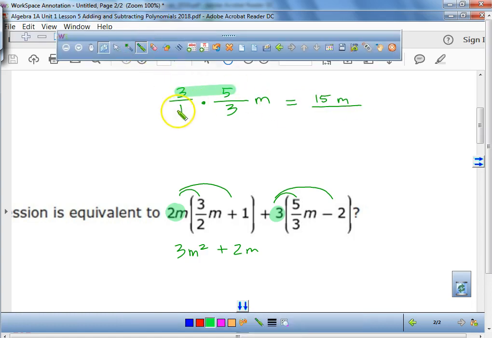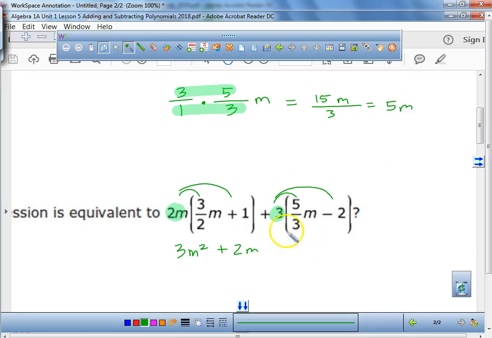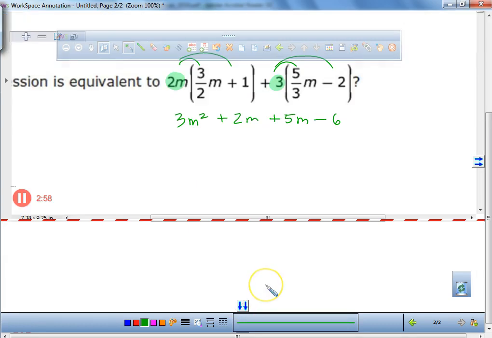Alright, what's the product of our denominator? 3. And what's 15 divided by 3? Got it. So what does this become? This becomes 5m. And 3 times negative 2 is? Negative 6. Now we're almost done.